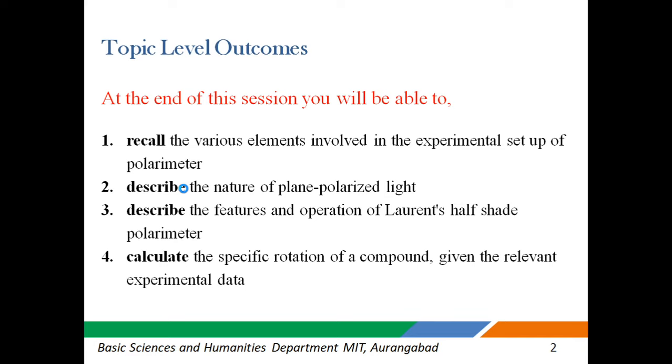The topic level outcomes of this session are: at the end of this session, you will be able to recall the various elements involved in the experimental setup of the polarimeter. You will be able to describe the nature of plane polarized light. You will be able to describe the features and operations of the Lorentz half-shade polarimeter. And you will be able to calculate the specific rotation of a compound given the relevant experimental data.